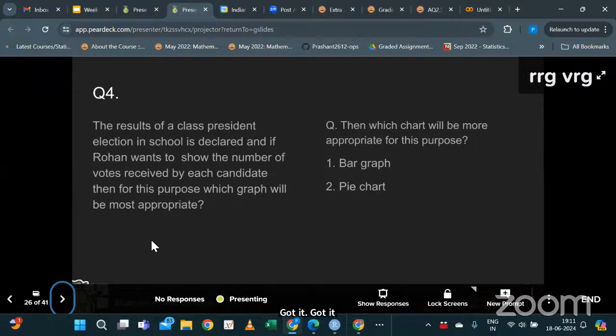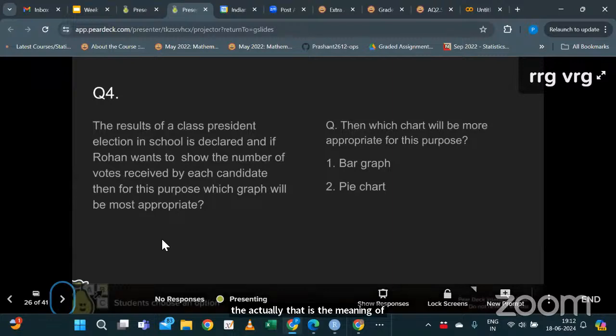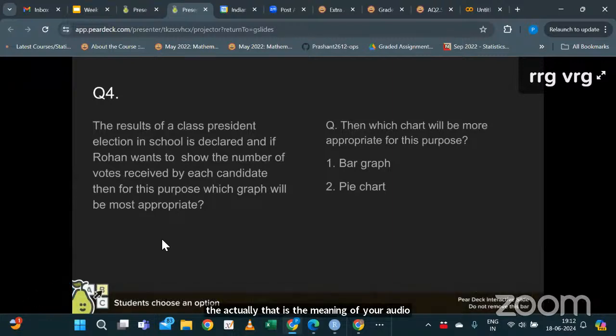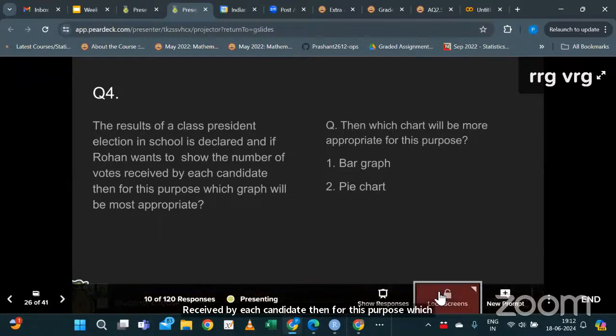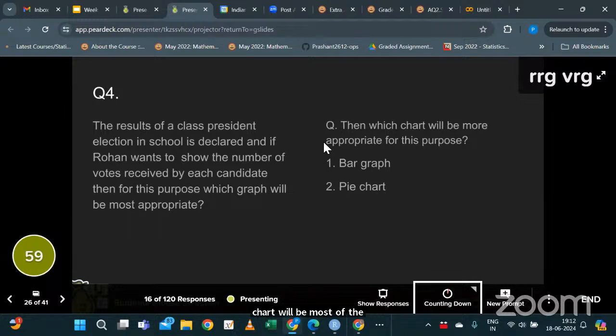Now, by using the same concepts, you have to answer this particular question. The results of a class president election in a school are declared, and if Rohan wants to show the number of votes received by each candidate, then for this purpose, which chart will be most appropriate? So I'm going to give you 1 minute. Just answer this question. Don't write on the chat box.